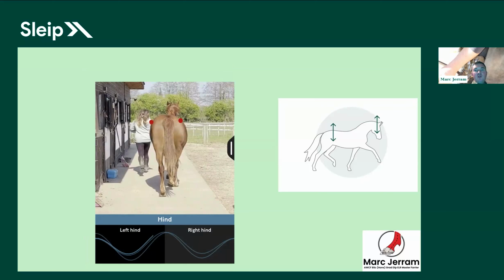Same again, when we're trotting away, on the hind limb we can see the two red dots there. These are reflective of the tuber coxae of the pelvis, which is the palpable area of the pelvis we can feel with our hands. A lot of the time it juts out on the finer breeds. But that acts as a reference point for vertical displacement in terms of impact and push off. And that's basically what we're looking at, really.